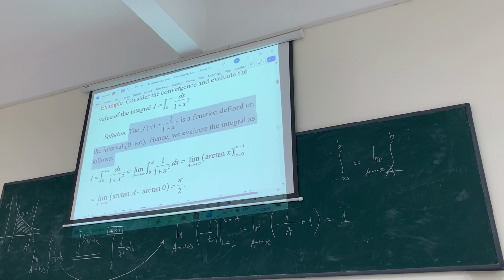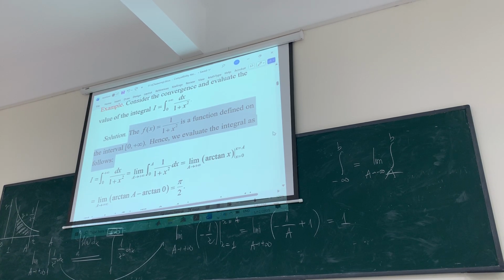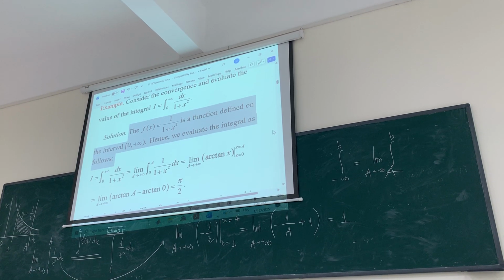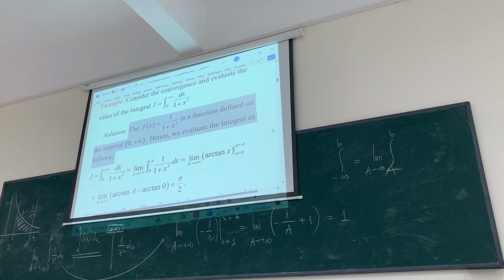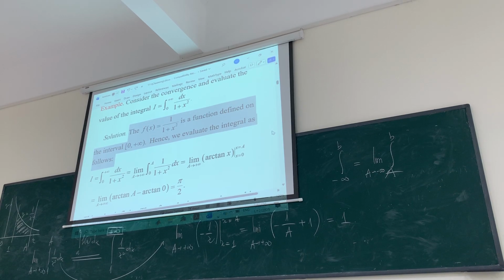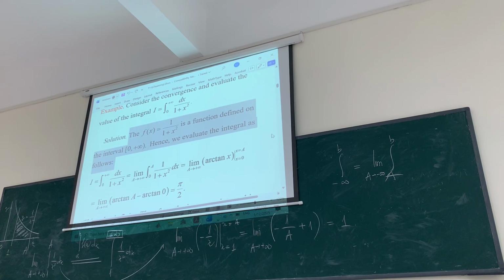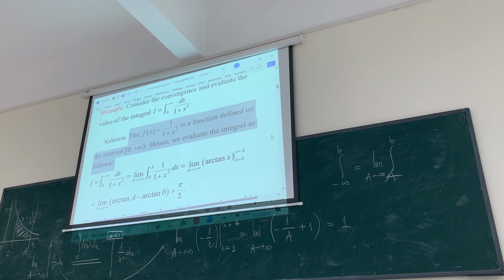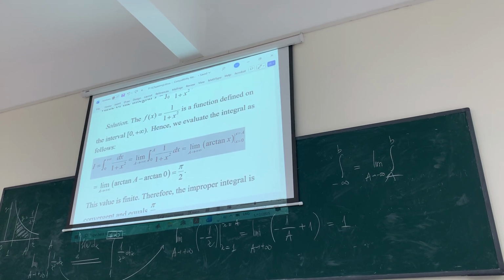Okay, you can see the function f(x) equals 1 over 1 plus x squared. It is very easy to see the function is continuous on the interval from 0 to infinity, so the function is integrable on the interval. So we can apply the formula related to improper integral directly.